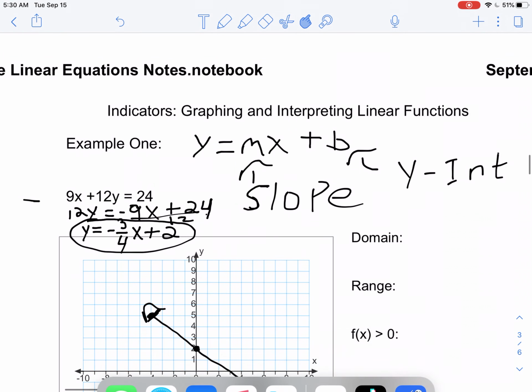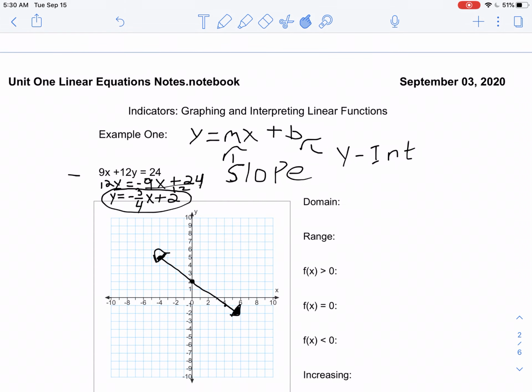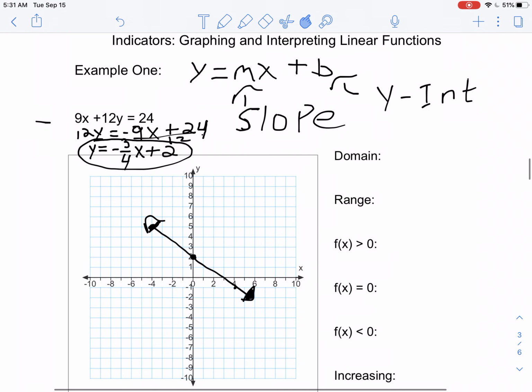What we are going to have to do now is interpret it. So, quick refresher on what domain means, okay? Domain is all possible x values.